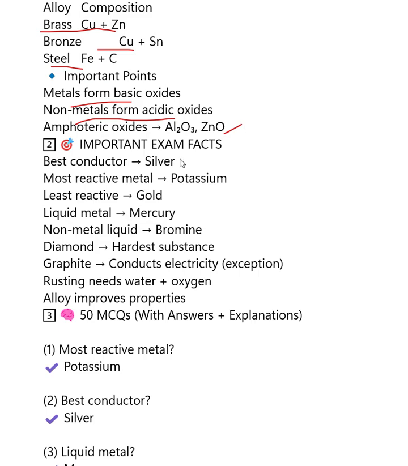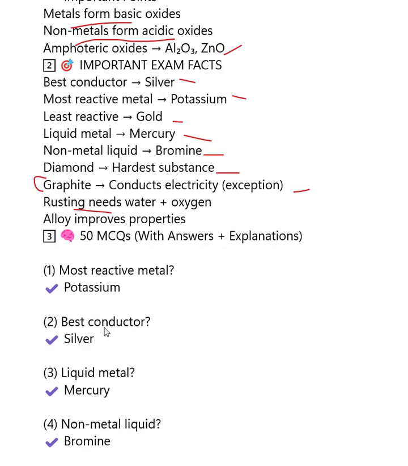Best conductor is silver. Most reactive metal is potassium. Least reactive is gold. Liquid metal is mercury. Non-metal liquid is bromine. Diamond is the hardest substance. Graphite conducts electricity. Graphite is a non-metal and it conducts electricity. This is the exception. Rusting needs water plus oxygen.